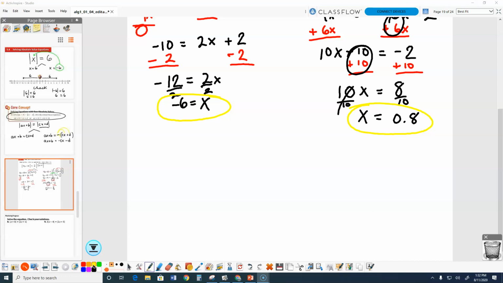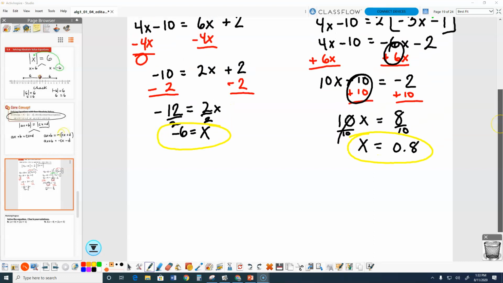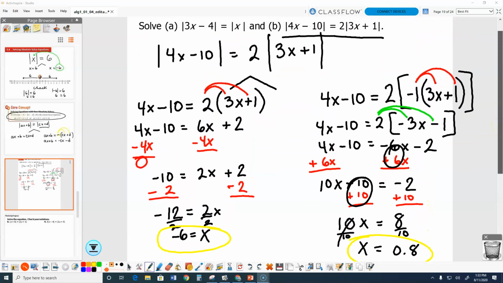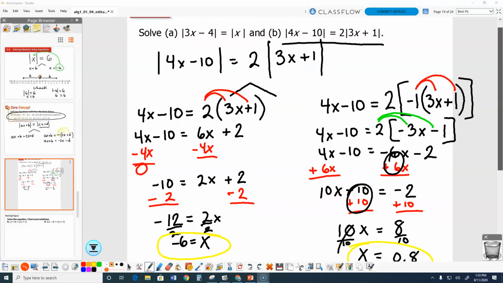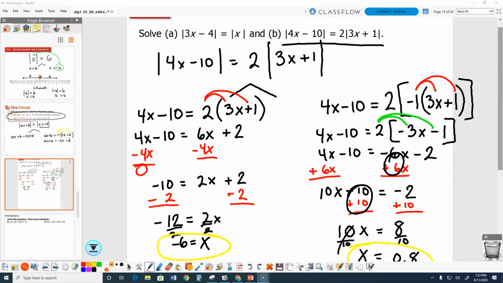Now, I really should check this first, because that was a lot of work, and I would hate to get it wrong on a test. So what I'm going to do is put the negative 6 into the x values in the original equation, and make sure I get something that is true. Then I'm going to do the same thing with the 0.8, and make sure I have something that is true.